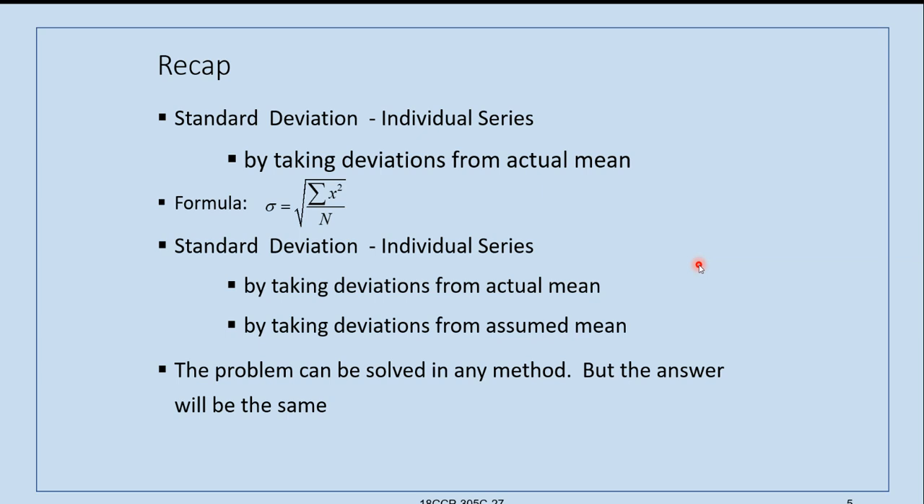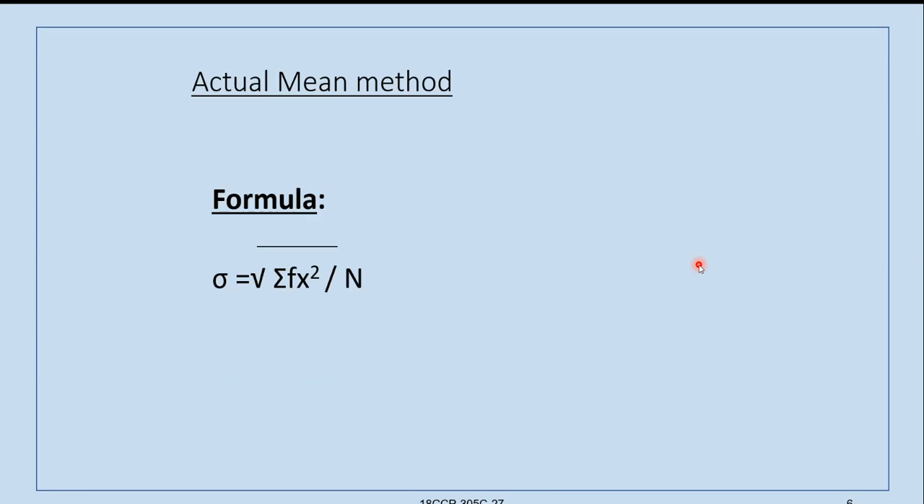So these are the things which we have learnt in the last lesson, and we will continue to see the calculation of standard deviation for discrete series. The formula for calculating actual mean and taking deviations from actual mean for calculation of standard deviation, this is also called direct method.